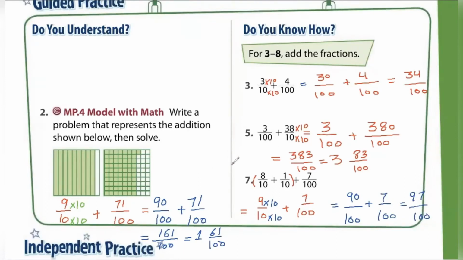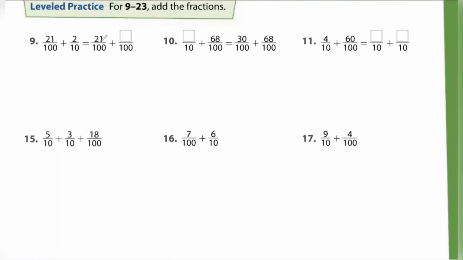So our lesson for today is all about how to use equivalent fractions to add, multiplying up and down by 10. Number 9, add the fractions 21 out of 100 and 2 out of 10. I will keep 21 out of 100 as it is and multiply up and down by 10 to find an equivalent fraction with denominator 100. 2 times 10 equals 20. 21 plus 20 equals 41 out of 100.